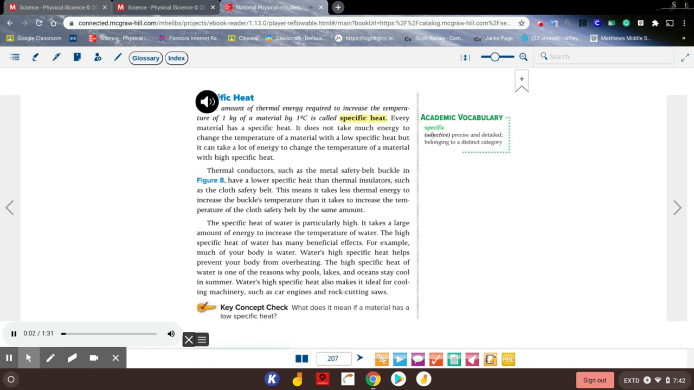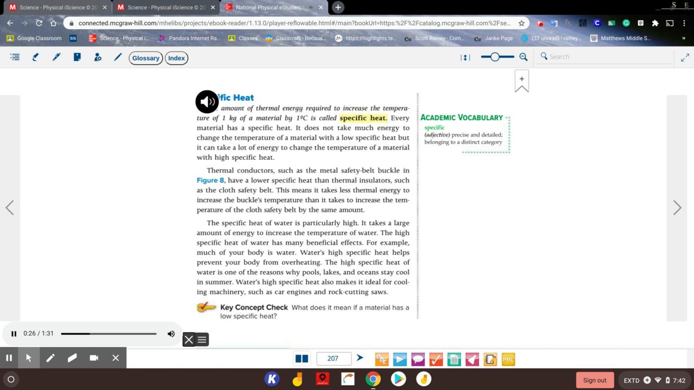Specific heat. The amount of thermal energy required to increase the temperature of 1 kilogram of a material by 1 degree Celsius is called specific heat. Every material has a specific heat. It is easy to change the temperature of a material with a low specific heat, but hard to change the temperature of a material with high specific heat.